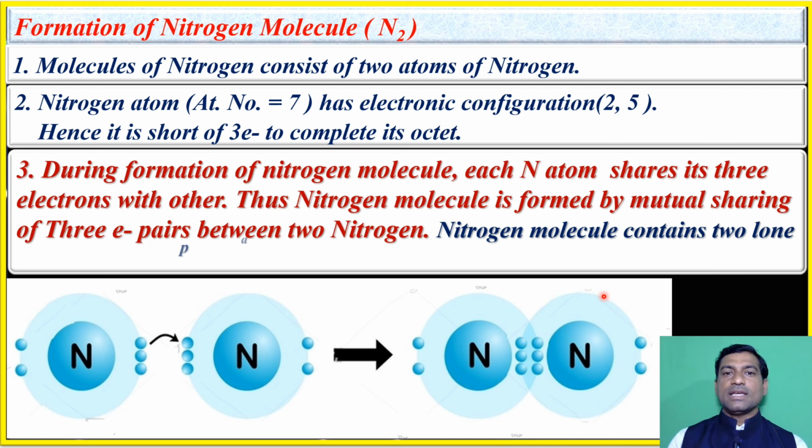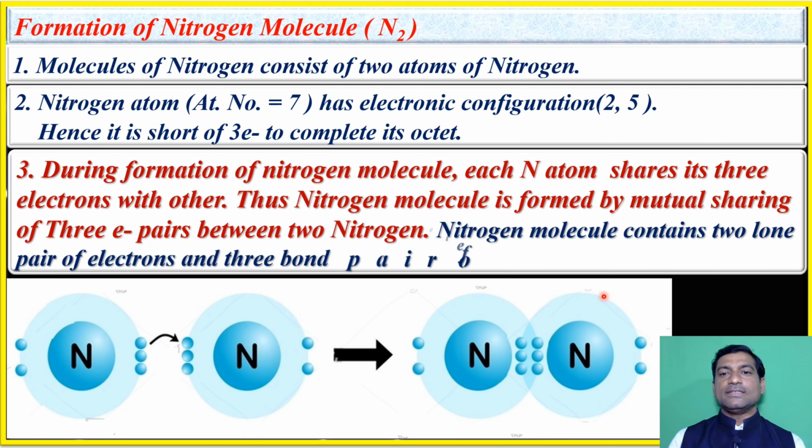and in nitrogen, 3 electron pairs are shared. Hence there are 3 covalent bonds formed. Nitrogen molecule contains 2 lone pairs of electrons and 3 bond pairs of electrons. Means here nitrogen contains 2 lone pairs of electrons and 3 bond pairs.